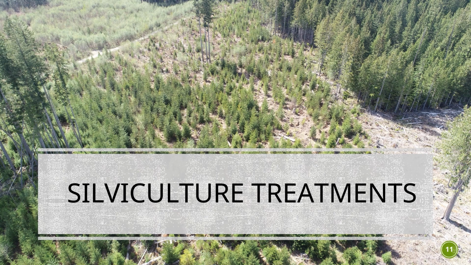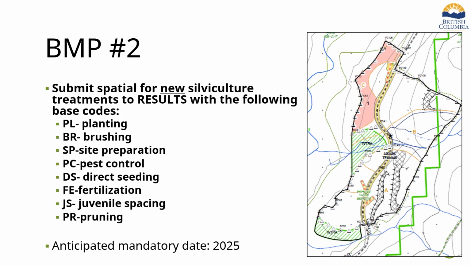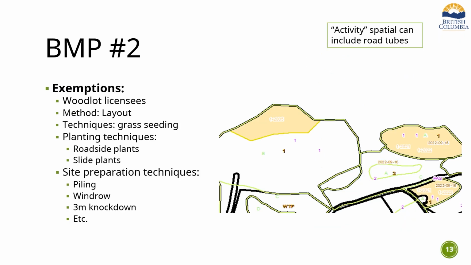Okay, our second best management practice is to submit spatial for new silviculture treatments to RESULTS. It will apply for the listed base codes on the slide. We're expecting to add this to the REIS in 2025, which will then make it mandatory. Now, there are quite a few exemptions from this BMP and the future legal requirement. The most important one relates to woodlot licensees.